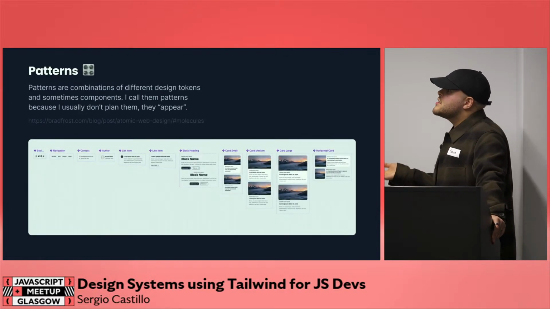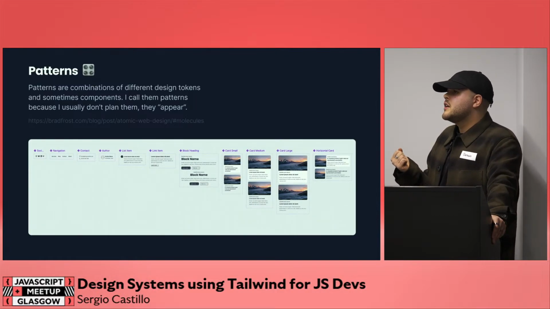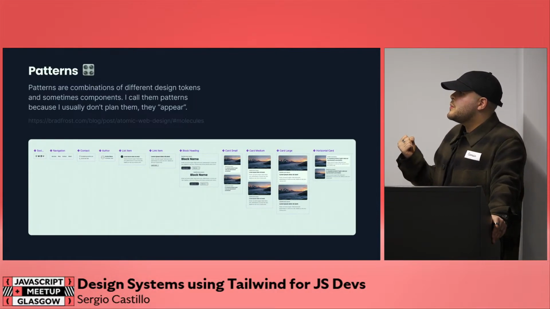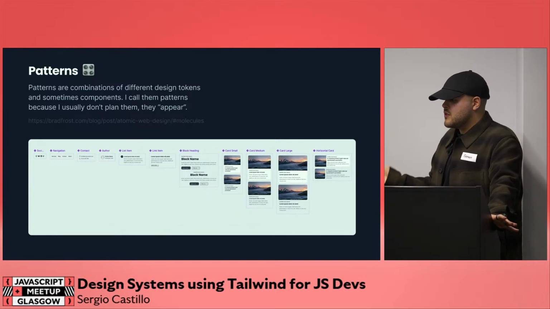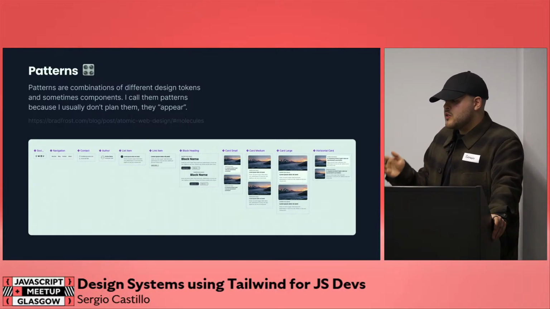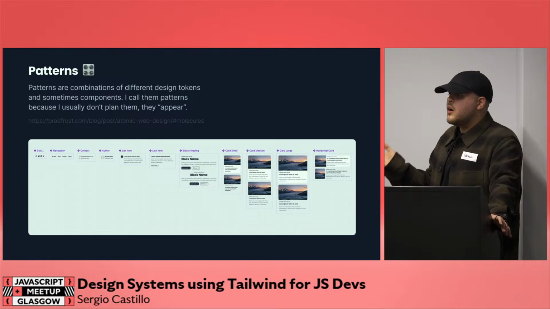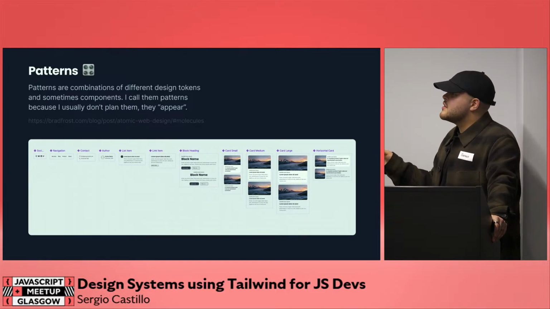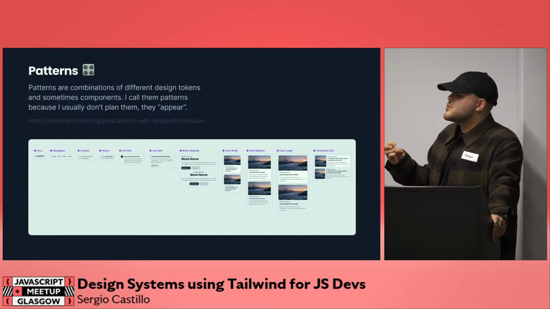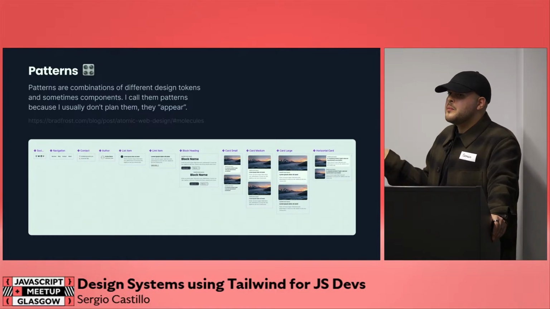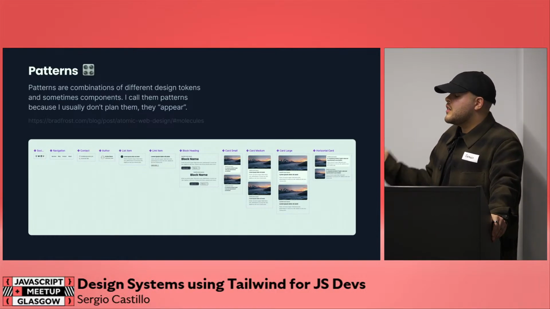Going up, we have patterns. Patterns are tricky to define because if you're trying to create a design system, your tokens are quite obvious. We use these colors, we use these fonts. Components as well: we're surely going to have a button. But you don't really think of patterns; they just appear.